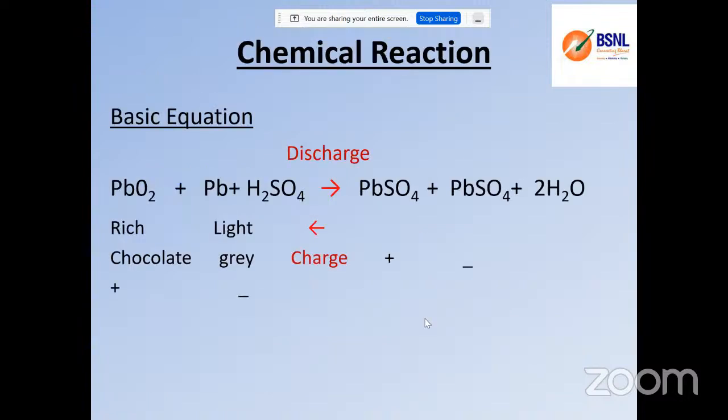This is the chemical equation: lead oxide and lead as well as H2SO4 get converted into lead sulfate, giving 2H2O, that is water. This is the chemical reaction for both charging and discharging. In the case of charging, the process will be reversed. So we will have lead oxide as a rich chocolate color and the lead in a light gray color. Just by seeing the electrode, we can see the charging level of the batteries. These all are equations.